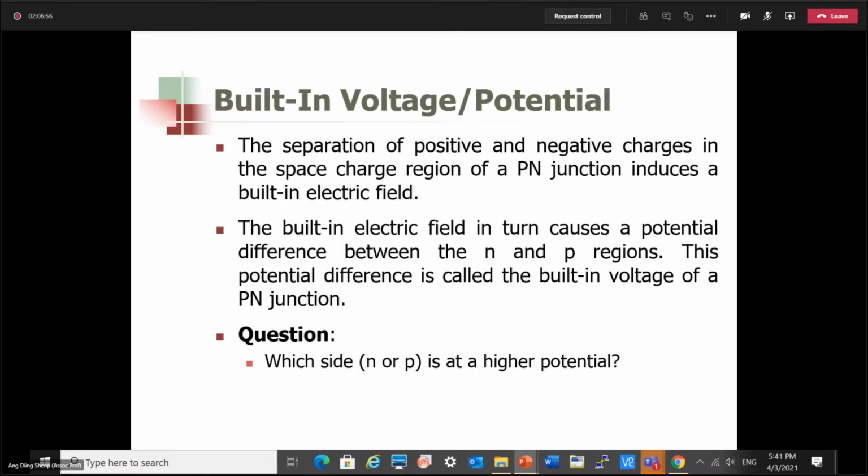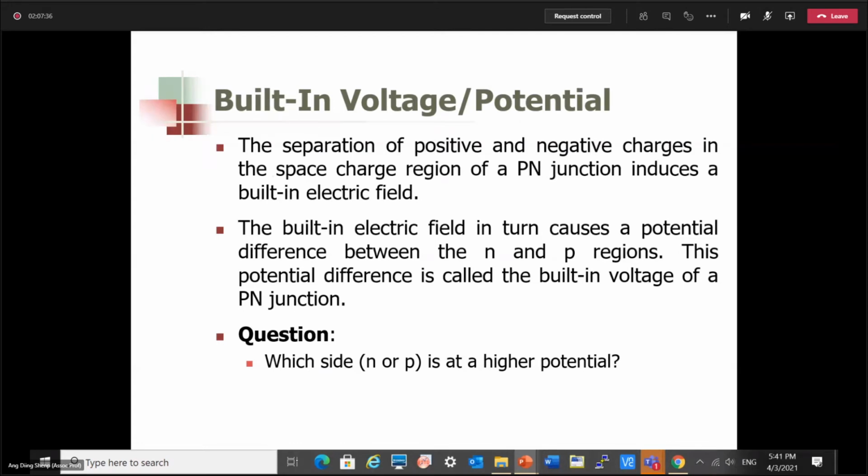Okay, moving on. So now we still have not completely solved the electrostatic problem, because xn0 and xp0 are still unknown. Okay. So now we want to talk about the built-in potential. All right. So as a result of the built-in electric field, there will be a built-in potential. And in fact, I answered this question earlier during the discussion on the built-in electric field. Which side, N or P, is at a higher potential? Obviously, it is the N side because the positive space charge is on the N side. The positively charged donor ions are always found on the N side.